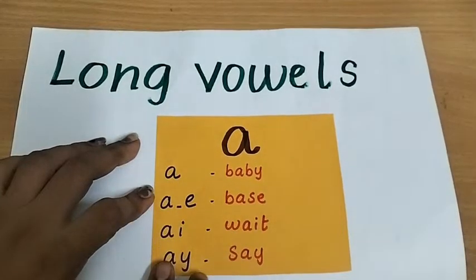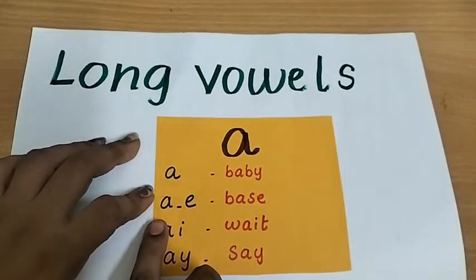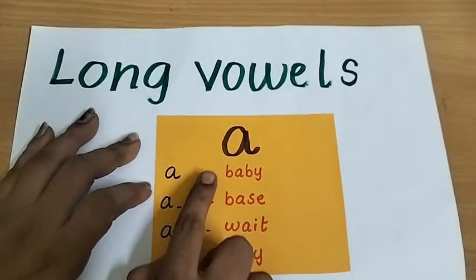So first, what letter is here? If two vowels combine together, only the first letter's actual sound we have to pronounce, right? So for vowel A, what are the letters we have?